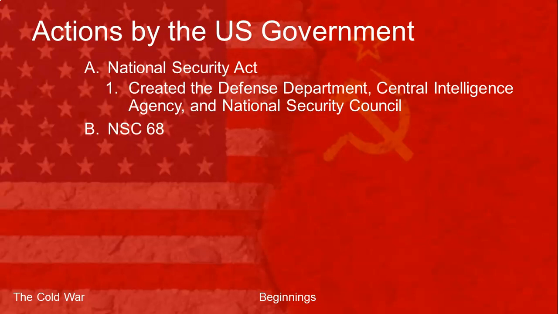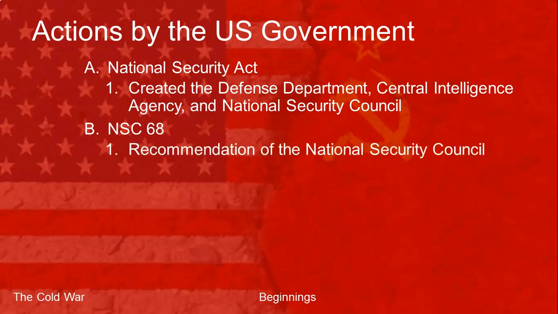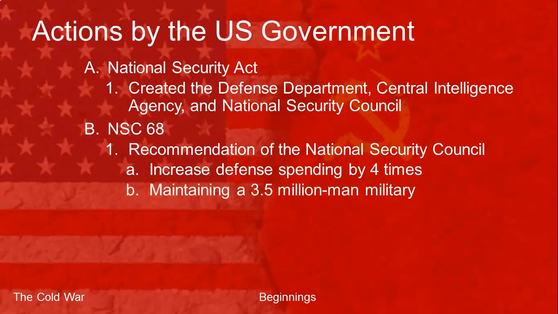Shortly after its formation, the National Security Council started writing documents and reports. One of them is called NSC 68. It's one of the more important documents from the Cold War because it made recommendations to the government of what we needed to do in order to effectively fight the Cold War. One of those things was the National Security Council recommended increasing defense spending by 4 times what it was in the aftermath of World War II. And so this is going to be a huge increase.